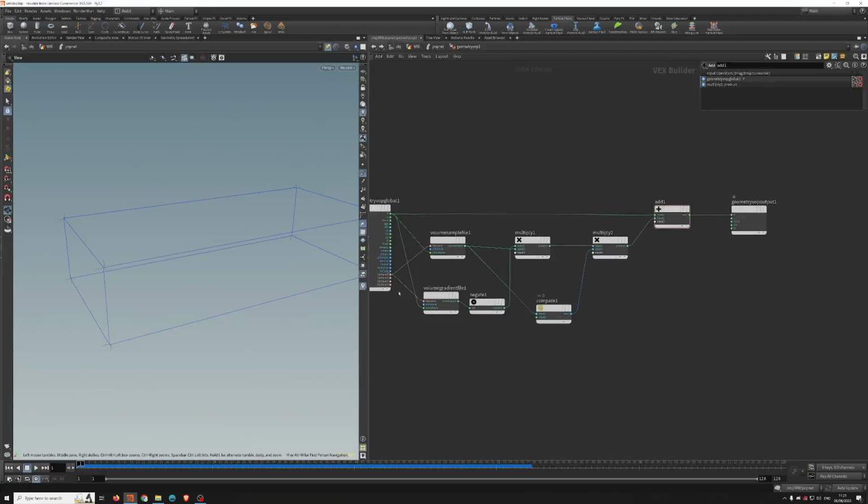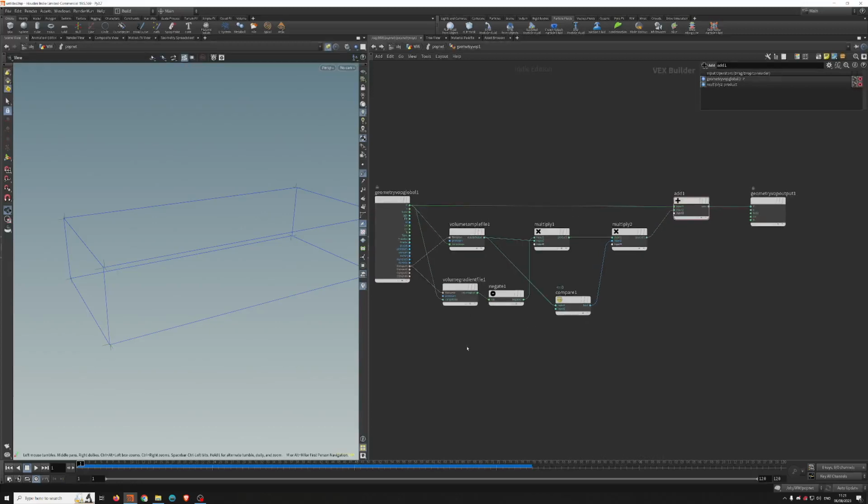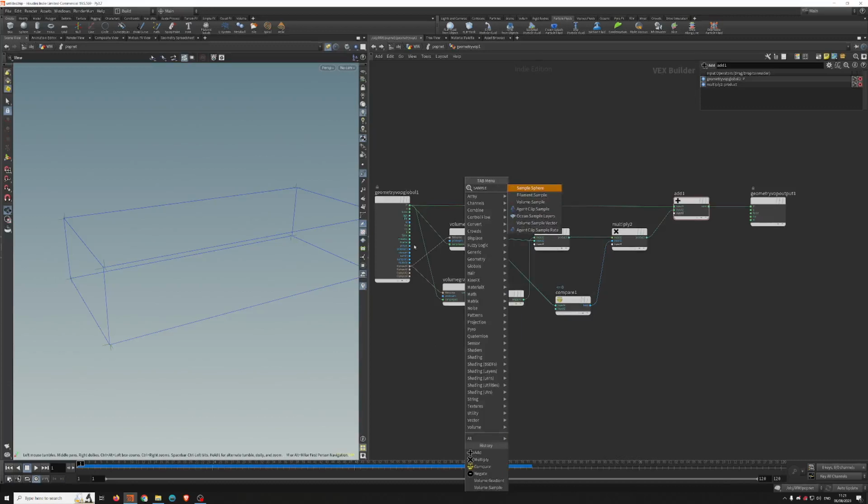They use the velocity from the fluid. So, from the fluid, to get the vector, any vector, you have to get a vector value from any object or any volume. In this case, we use the sample, not the sample volume sample, but the volume sample vector.